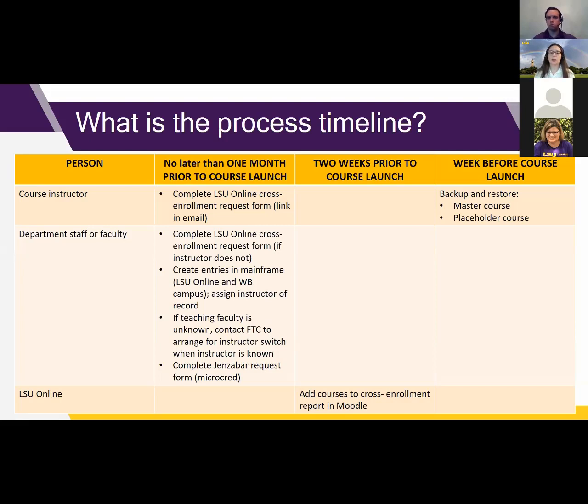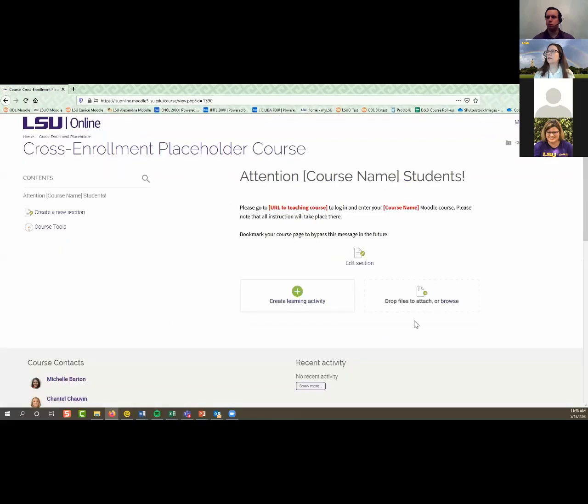So what we've done is created a placeholder course that I'm just going to slide over here so that you can take a look at it. Can everybody see that? LSU Online cross-enrollment placeholder course, and there's one in Campus Moodle as well, so you don't have to log into LSU Online. I'm going to send a link to this in the email, and you can copy this and paste it into the course where the students are coming from, so that when those campus students log in to LSU Campus Moodle, they will have a link to click on, right?